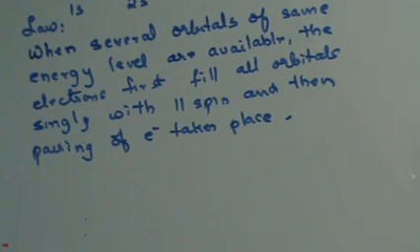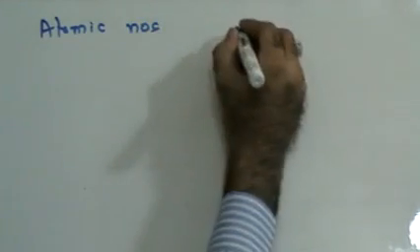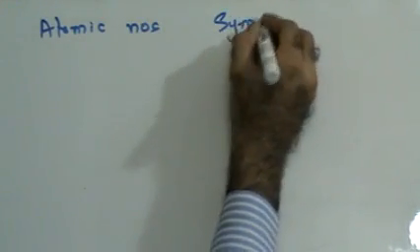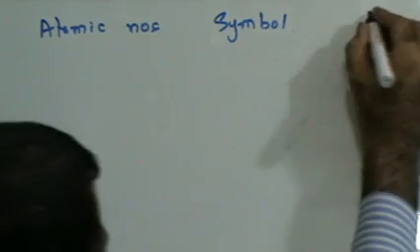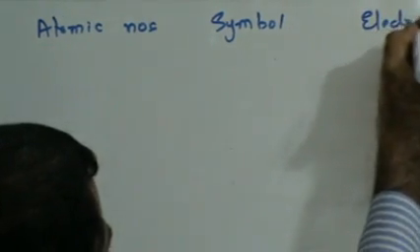the other direction. Now let us see how you write the electronic configuration as per Bohr's atomic theory. We are going to write electronic configuration of the first 30 elements, right? Let's see this: atomic number, symbol and electronic configuration.